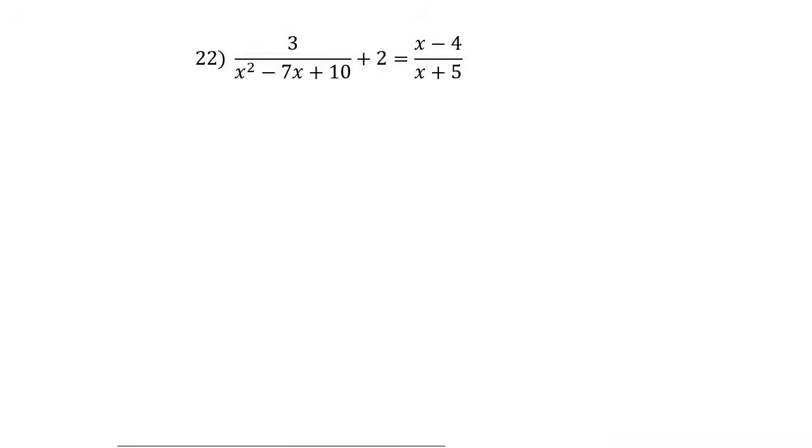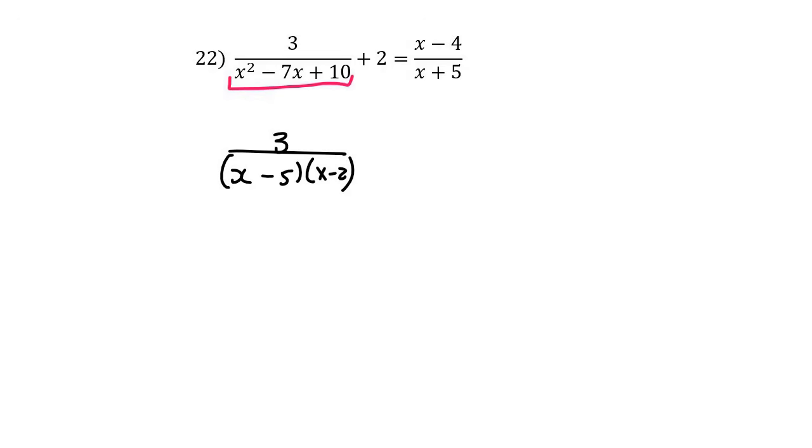So remember, with these questions, you always want to make sure that your denominators are as factorized as possible. So this one is not factorized, so let's do that first. That'll become x minus 5, x minus 2, then there's this plus 2, over x minus 4 and x plus 5. So what would the lowest common denominator be?